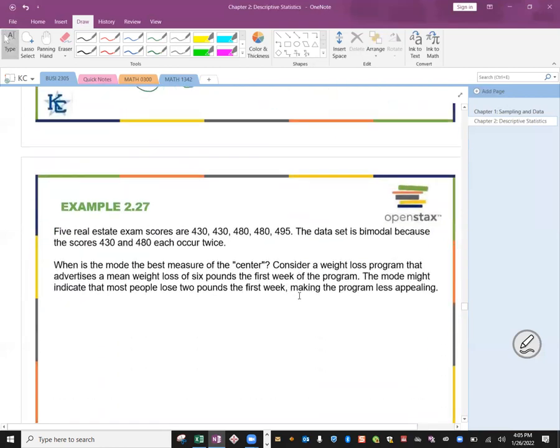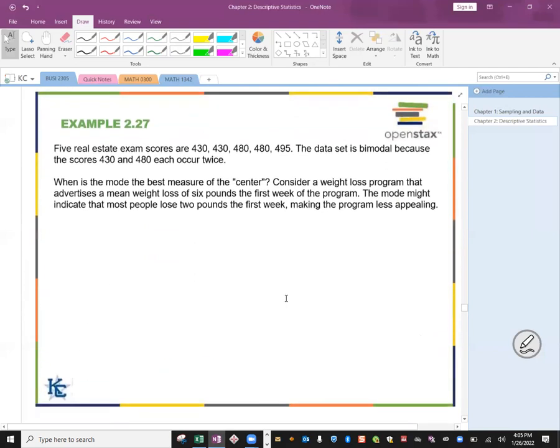Okay. 5 real estate exam scores are given here: 430, 430, 480, 480, and 495. The data set is bimodal. Okay, so this is great. This is an example of bimodal, and that's because 430 and 480 each occur twice, and the other value in the set occurs once. Okay.